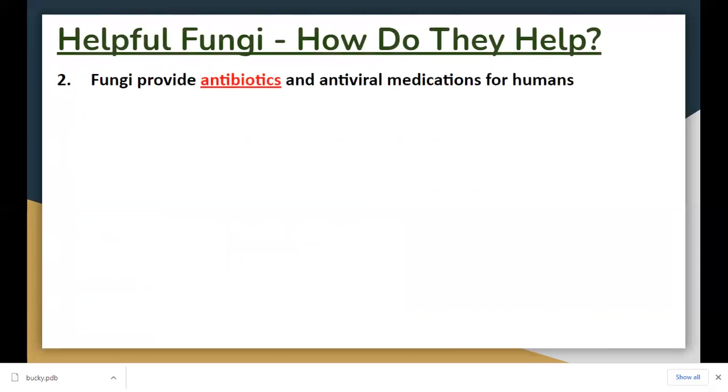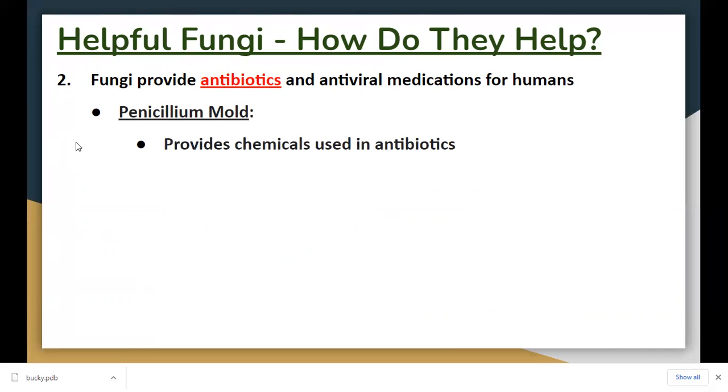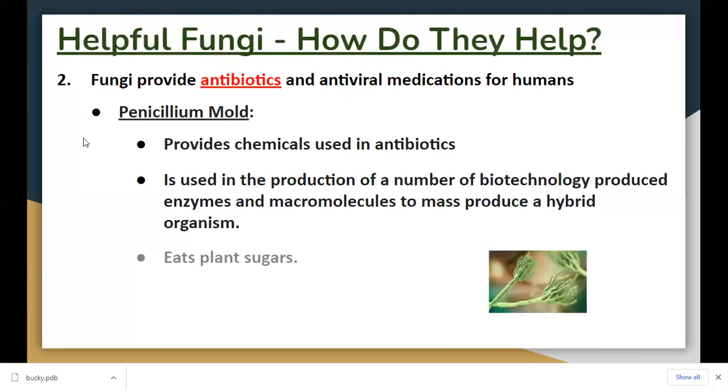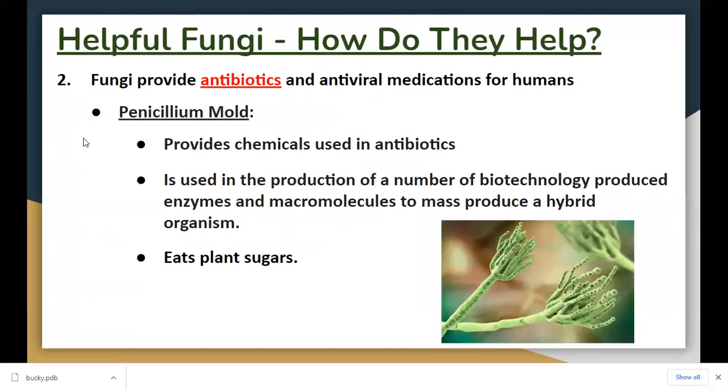How else are fungi helpful? They provide antibiotics and antiviral medications for humans. The penicillium mold provides chemicals that we use in antibiotics. Maybe you've heard of penicillin. It is used in the production of a number of biotechnology-produced enzymes and macromolecules to mass produce a hybrid organism. And it eats plant sugars. There is the penicillium mold.